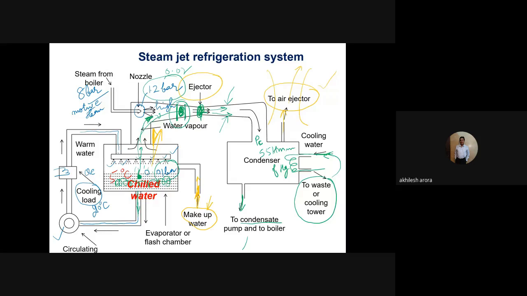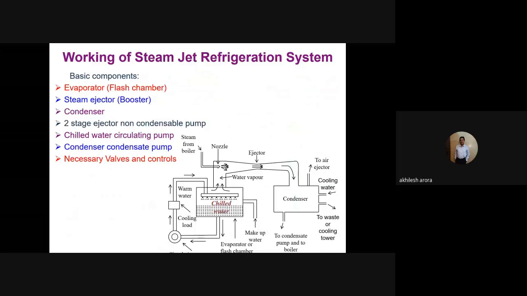And in a few more slides, this is explained once again. So once again, I am coming back to the basic components. You can see the evaporator here, the evaporator or the flash chamber. Steam ejector, also known as the booster. Then the condenser. Then a two-stage ejector, the non-condensable pump.